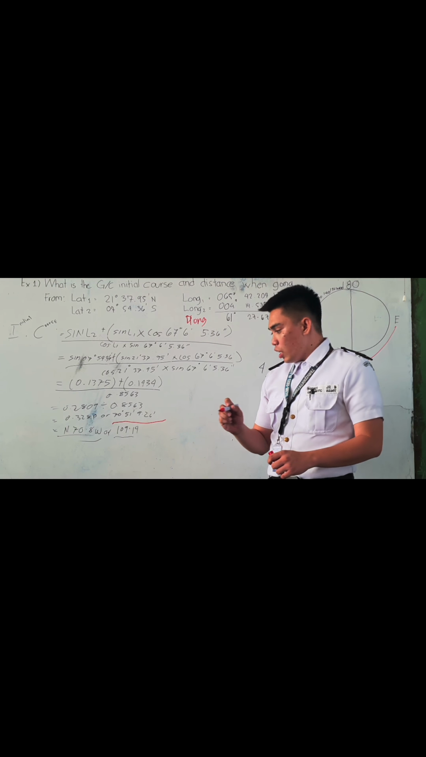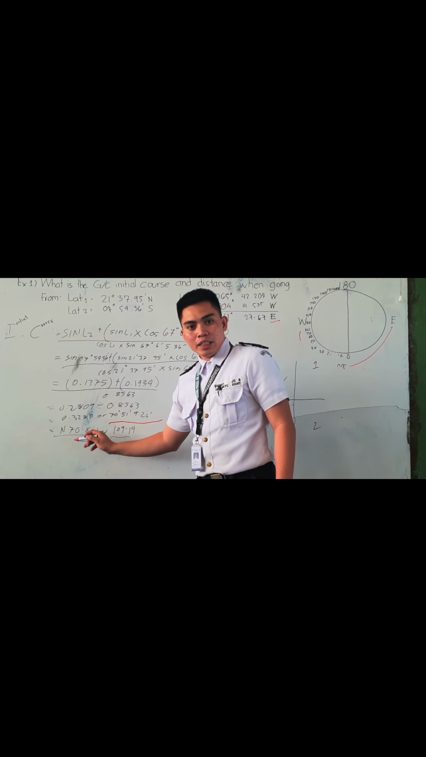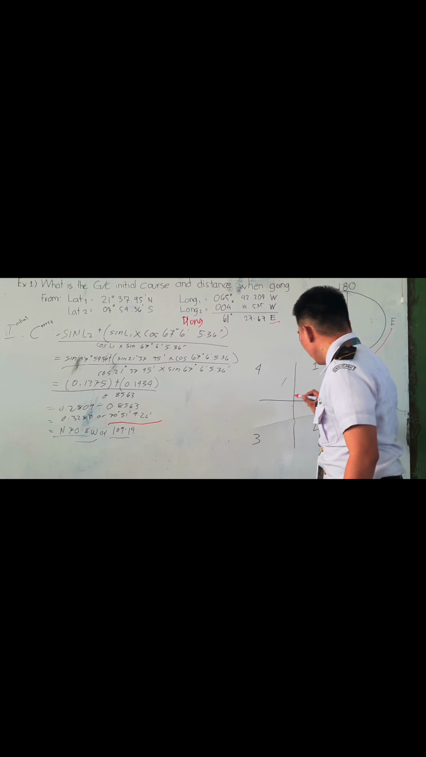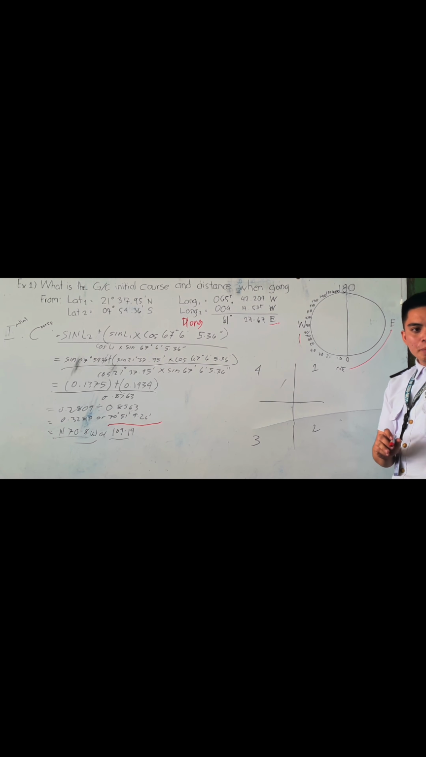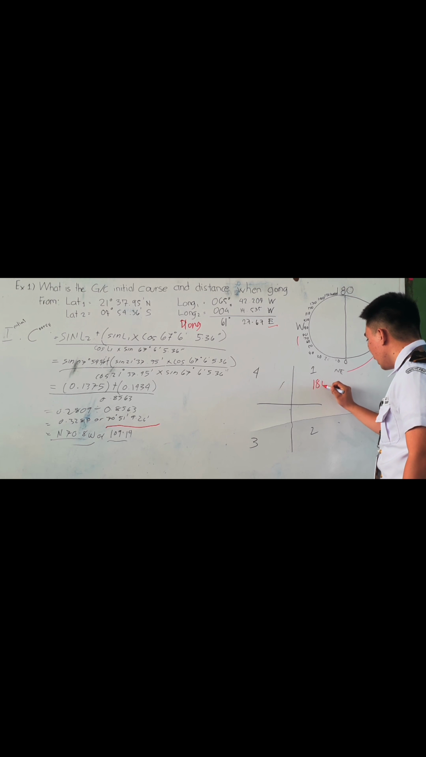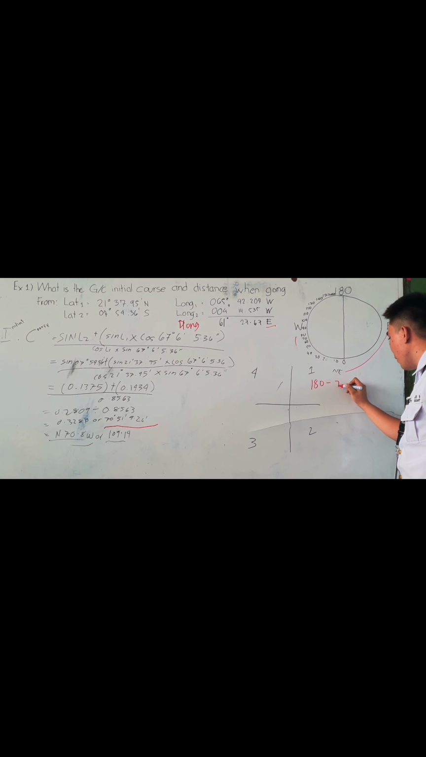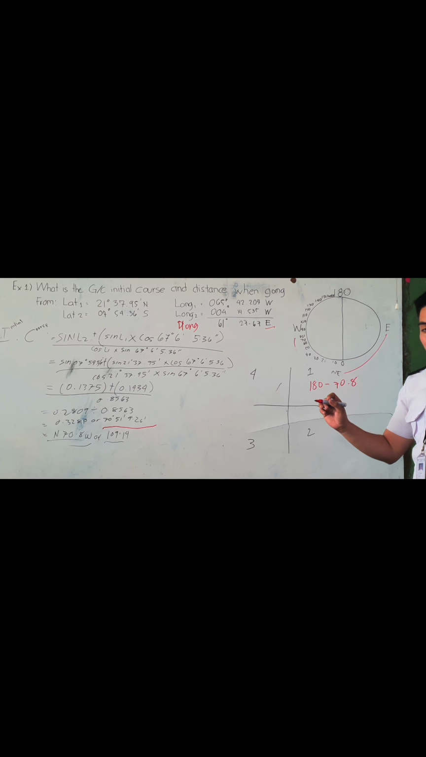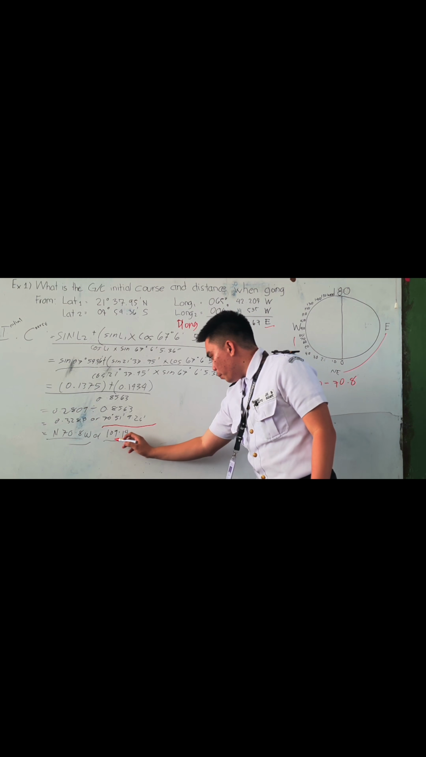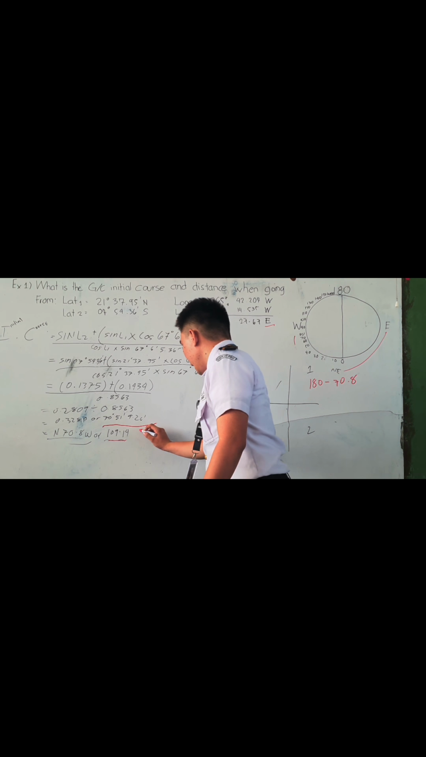So the answer is north 70.8. So this number belongs to quadrant 1. When you belong to quadrant 1, we're going to subtract from 180 the number below. So 180 minus 70.8. The answer is 109.14. This is how we get the initial course.